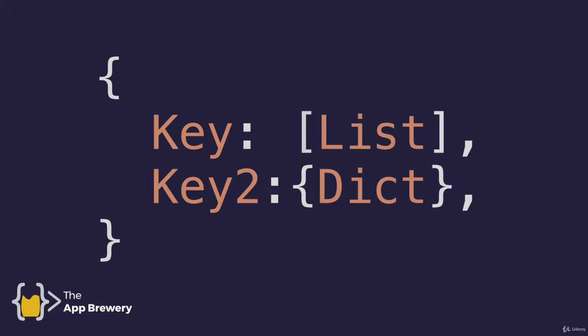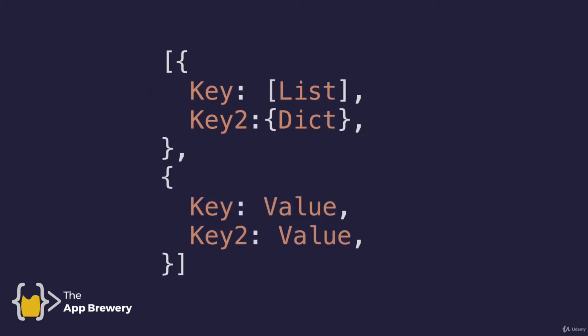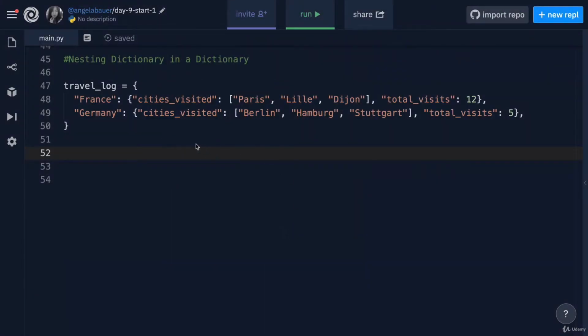Now that we've seen nesting lists inside dictionaries, dictionaries inside dictionaries, the last thing I want to show you is nesting a dictionary inside a list. So we could basically have multiple dictionaries inside a single list. So remember that lists are ordered and they're accessed by their positions inside the list. So this dictionary would be the item at index 0, this one at index 1, and so on and so forth. Whereas inside a dictionary, the items are accessed by their keys, like this France or Germany.